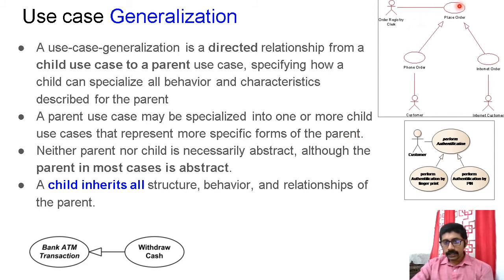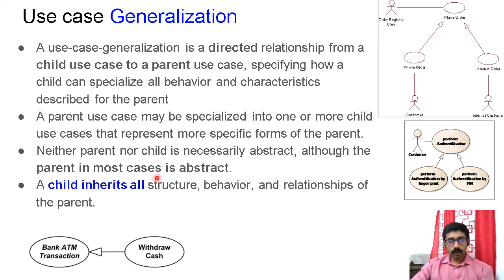Here, place order is a use case that is actually a base type, that is the parent use case. From this parent use case, there are 2 derived use cases. One is phone order, the other is internet order. Both are actually specialized forms of the parent use case. Both are specialized forms of the base type.